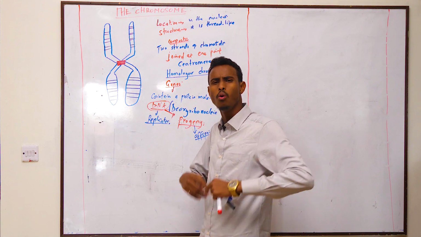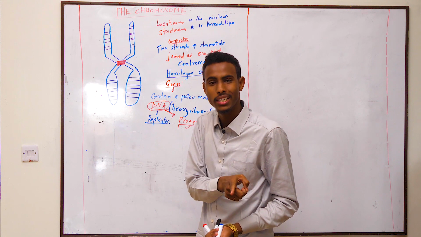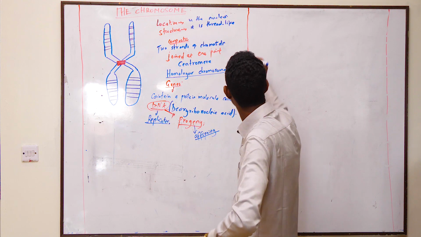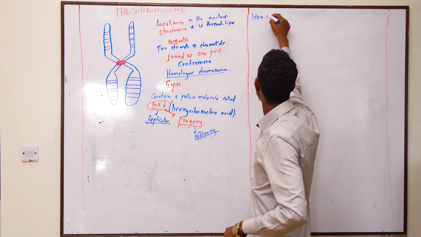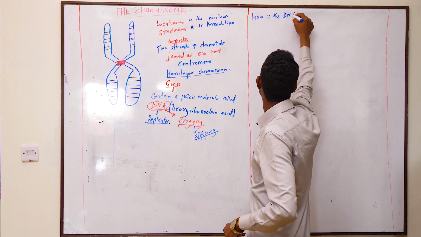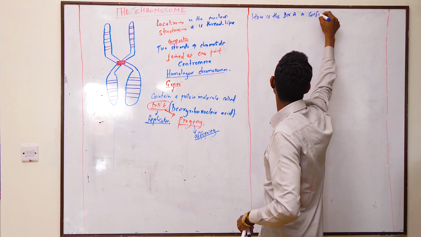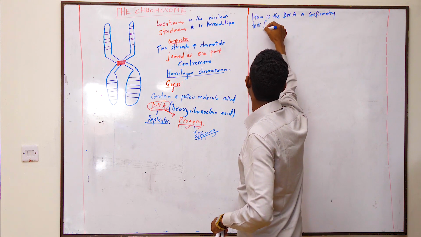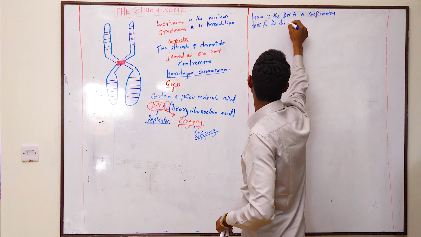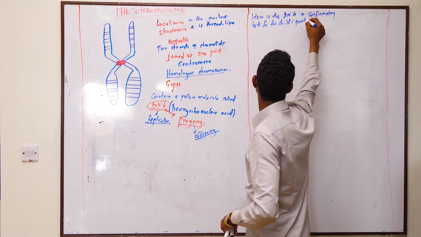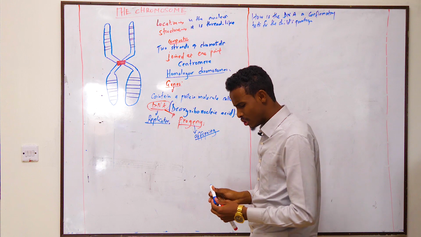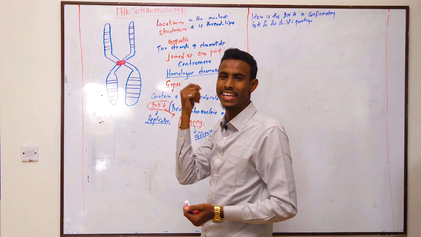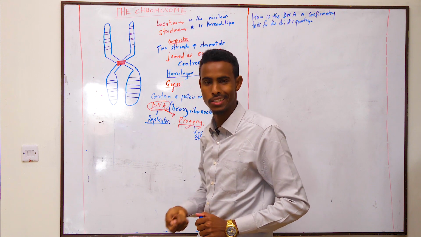And therefore, we said that the DNA, now back to the question that I started with the lesson: How is the DNA a confirmatory test for the child's parentage? How is the DNA a confirmatory test for the child's parentage? Why do the doctors use the knowledge of the DNA to know the real parents of the child?